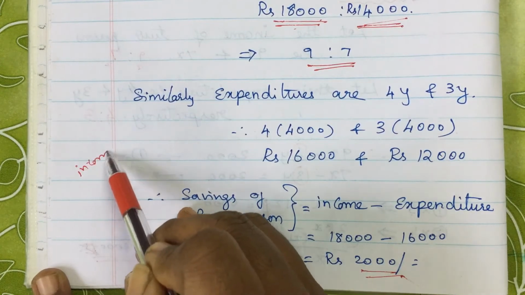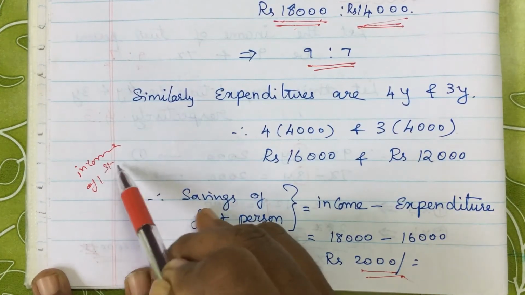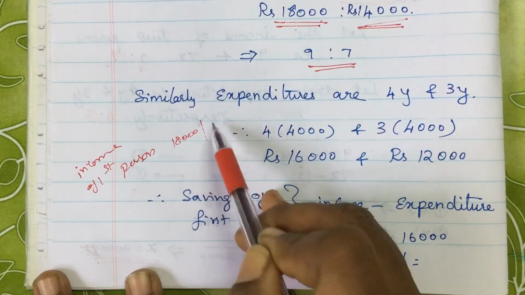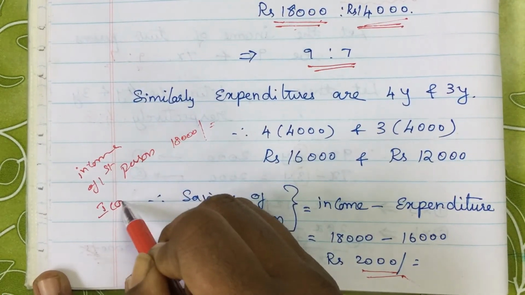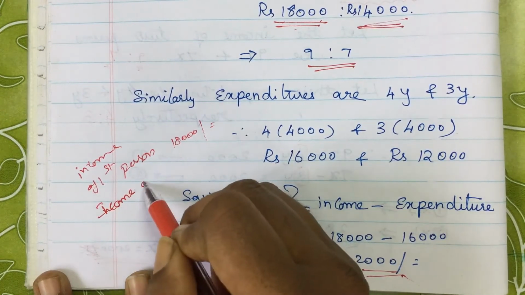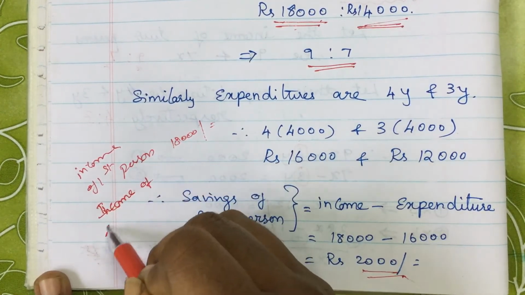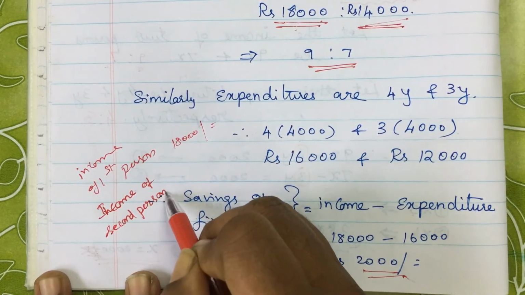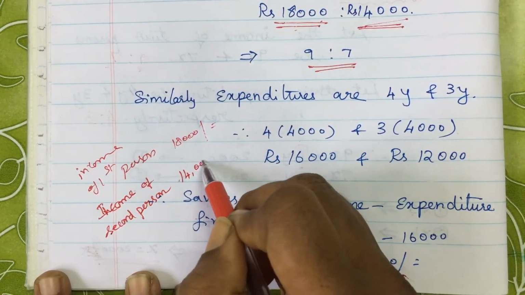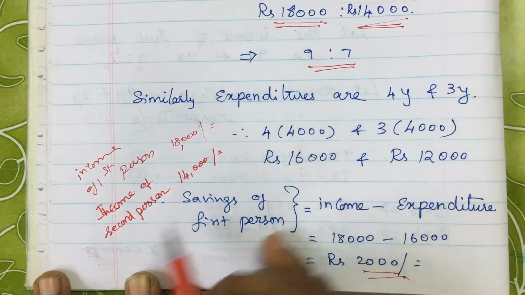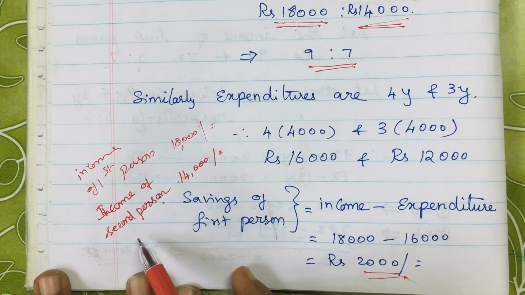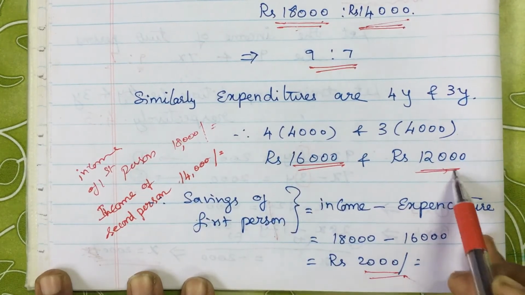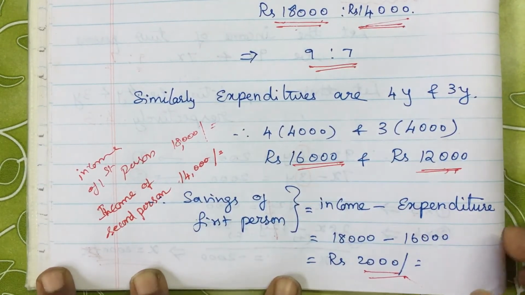Income of first person is 18,000. Income of second person is 14,000. And similarly, you have to write down the expenditures as 16,000 and 12,000. These are the 4 answers for this particular question.